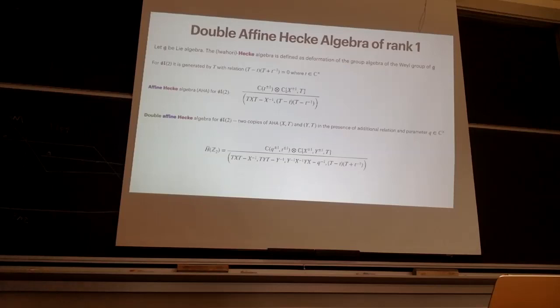Hecke algebra, so T is the generator of this. Oh, the braid group. Oh, no, yeah, Y, that's right. Yes, T comes from the Weil group, and X and Y are two different generators. I'll give you the geometric explanation on the next slide.